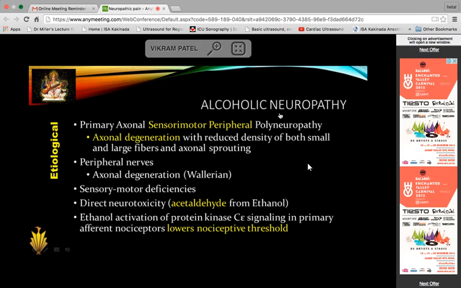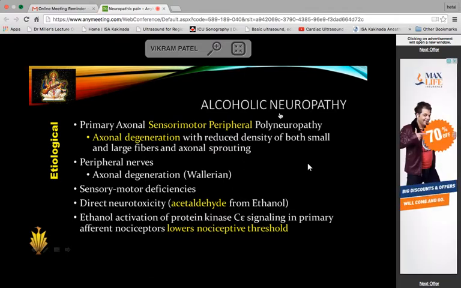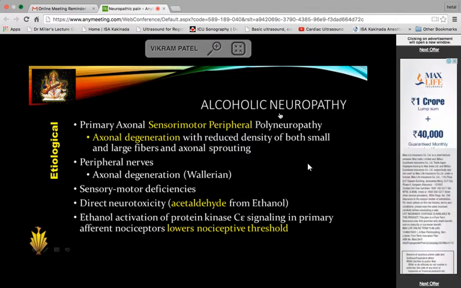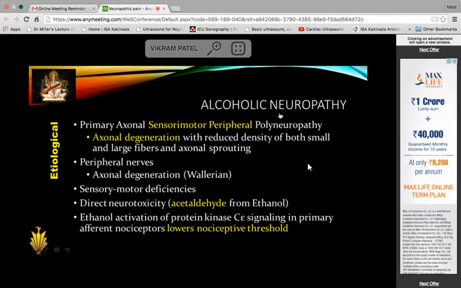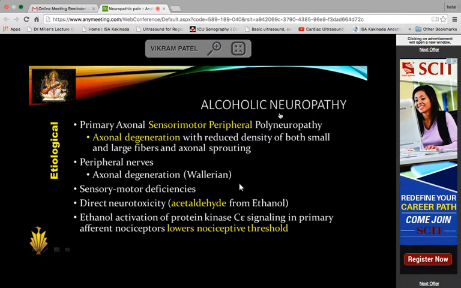It has reduced density of both small and large nerve fibers. And also there is Wallerian degeneration of the nerves. There are sensory and motor deficits. They are also caused by direct neurotoxicity of acetaldehyde from ethanol and protein kinase C epsilon, which will lower the threshold of the nociceptive receptors. And that will be mainly described as the patient feeling more sensory pain from a given sensation.